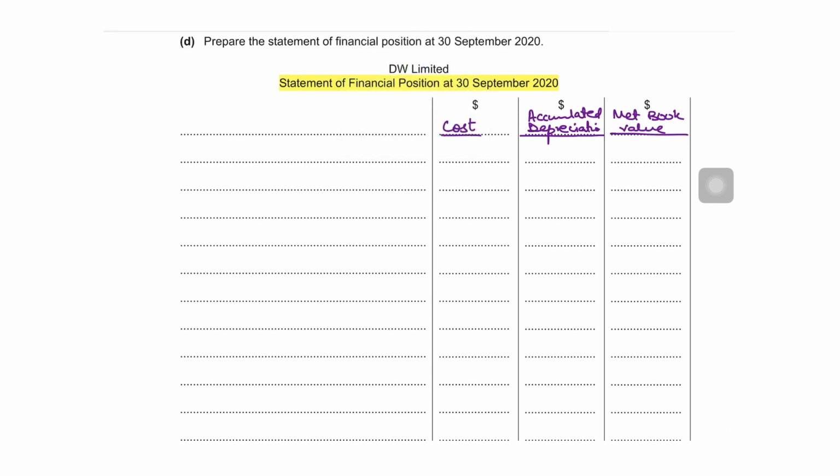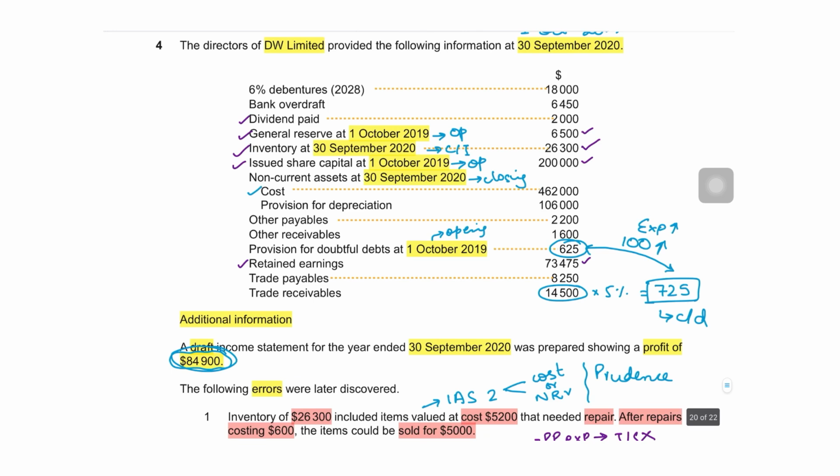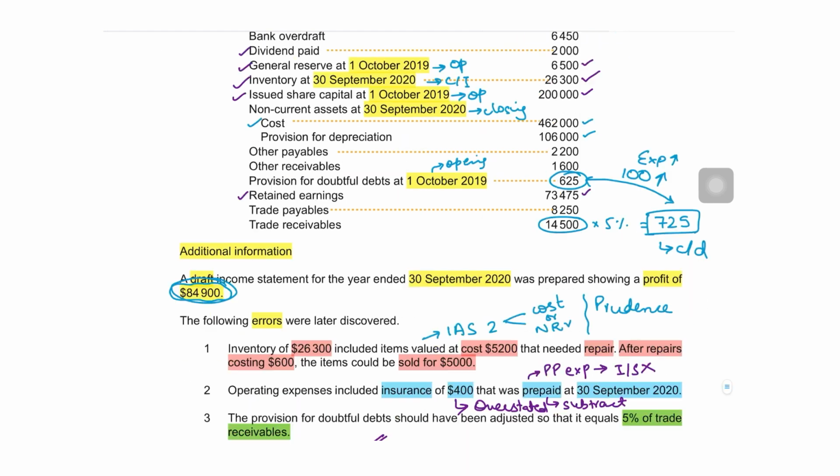Let's begin with the first heading, which is related to non-current assets. We are not given individual assets, rather accumulated non-current assets, right? So we have cost amounting to 462,000 and provision for depreciation 106,000, right? So we just have to write that down. 462,000 is the cost and accumulated depreciation is 106,000.